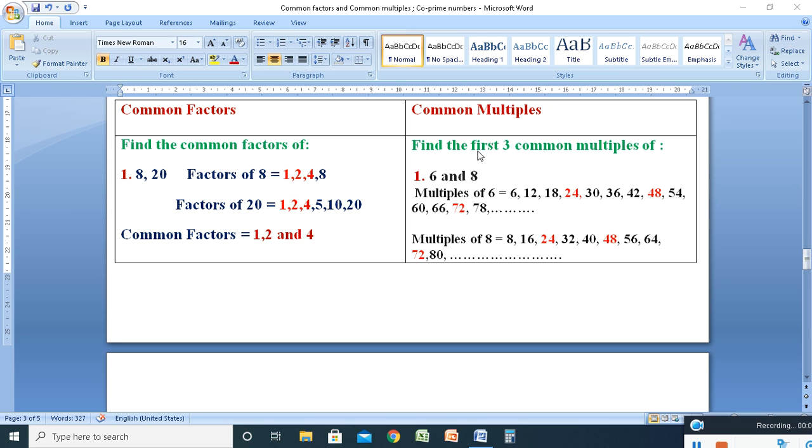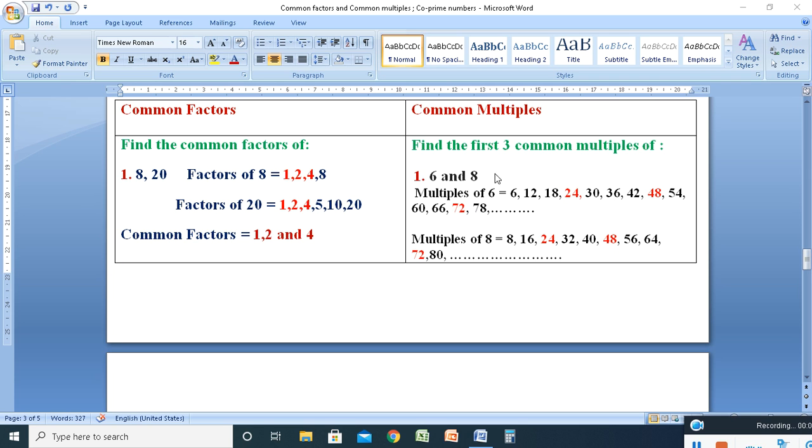In the question they asked for three common multiples. Okay, so you have to mention at least three common multiples from this. So mention the multiples of 6 first, then the multiples of 8, and then find the common numbers here. 24 is there, 24 is there. This is one of the common multiples. The second common number is 48, and then the third one is 72.